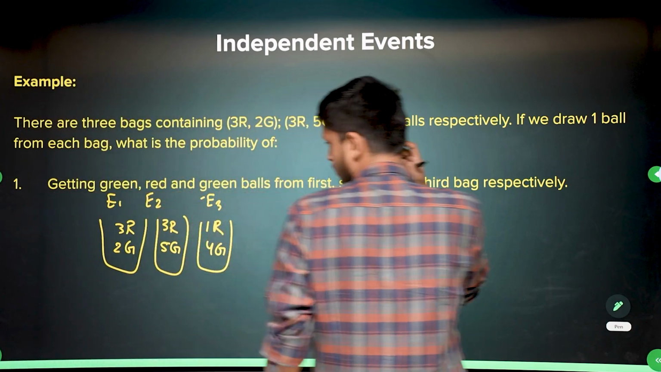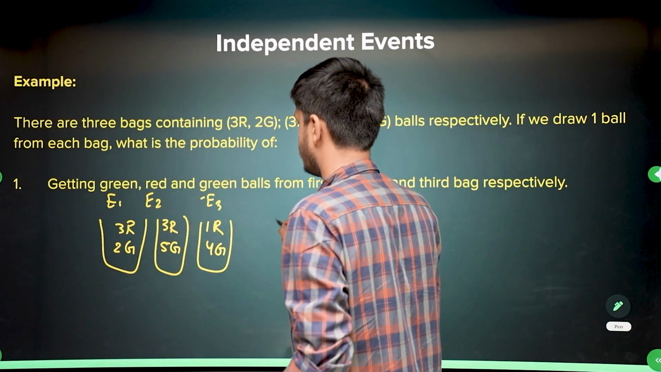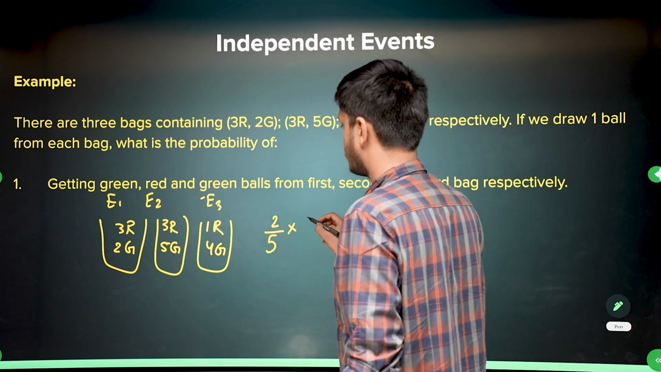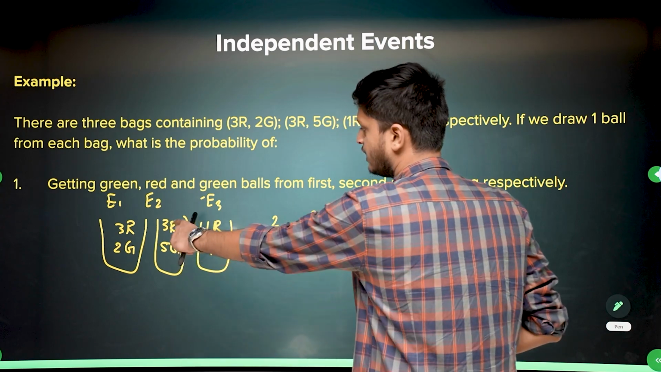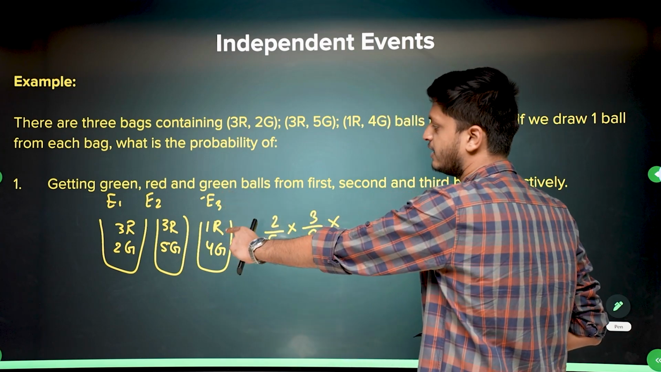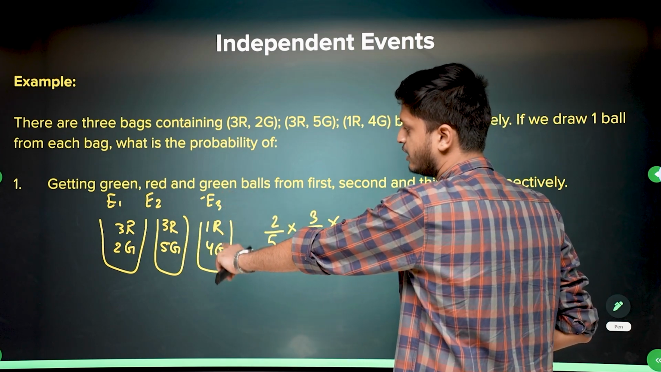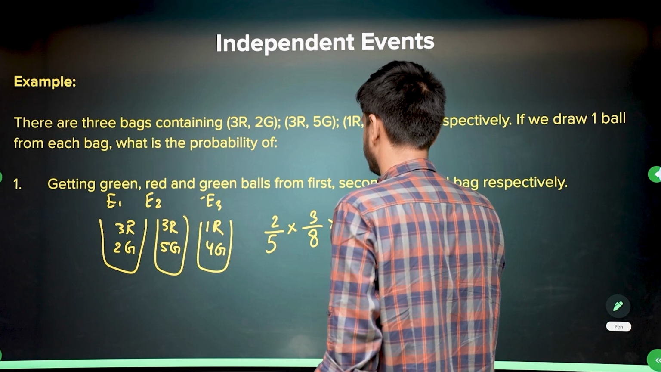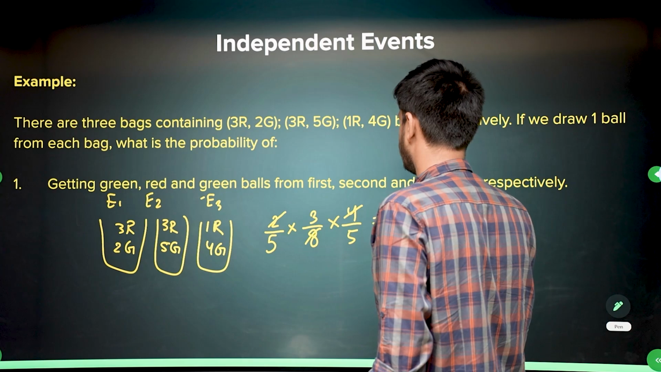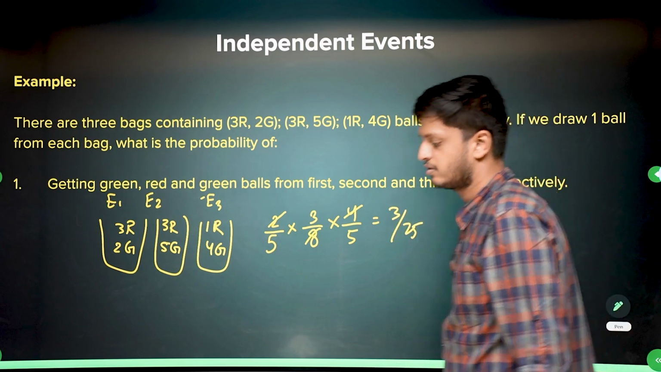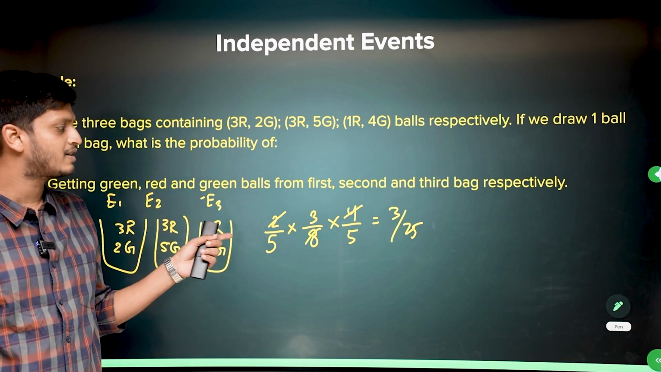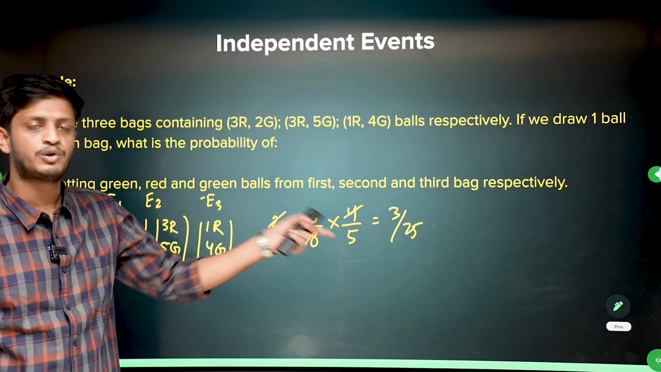So now you want green from the first bag. So the probability is 2 by 5 times red from the second bag. Probability is 3 by 8. There are 3 red balls and total 8 balls. So probability is 3 by 8 times probability of getting a green ball from the third bag. So there are 4 green balls and total 5 balls. So 4 by 5. Okay. So it's 3 by 25. I hope you got it right. Probability of E1 intersection E2 intersection E3 is probability of E1 times probability of E2 times probability of E3.